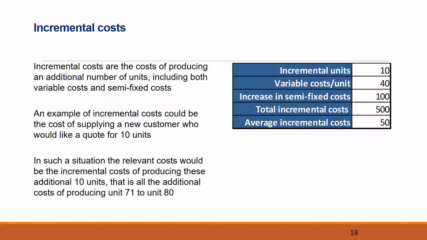In many real-life situations, the question is not whether to produce one additional unit, but the cost of producing an additional number of units. An example of incremental cost could be the cost of supplying a new consumer who would like a quote for 10 units. In such a situation, the relevant cost would be the incremental cost of producing these additional 10 units, that is, all the additional costs of producing unit 71 to unit 80. If these costs are 10 times 40 equals 400 plus additional fixed costs of 100, then the incremental cost would amount to 500. The average incremental cost can then be calculated as 500 divided by 10, which equals 50.